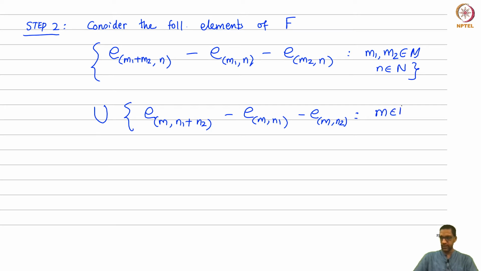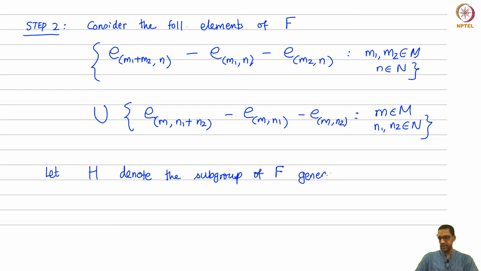Okay, now M comes from M, N1, N2 come from N. So I've constructed a collection of elements, and what I'll do is I will take the subgroup of F generated by these elements. So let H denote the subgroup of F generated by these elements, which means it's the smallest subgroup which contains these elements.